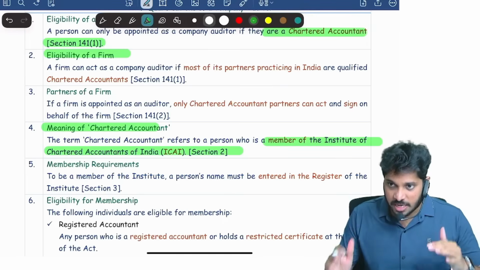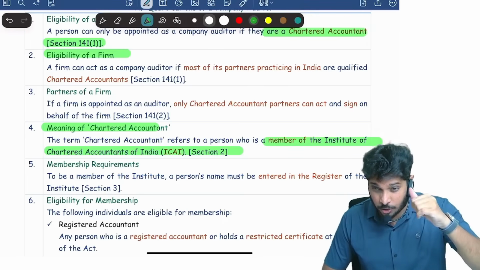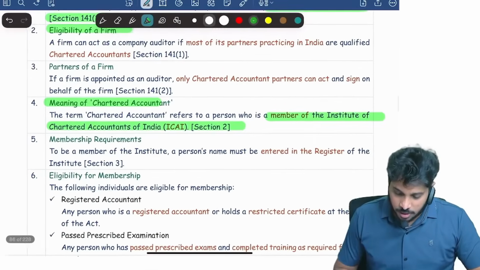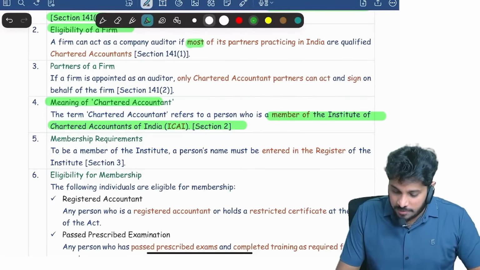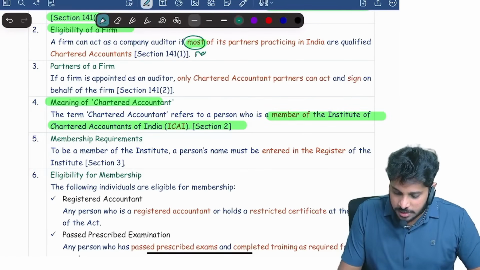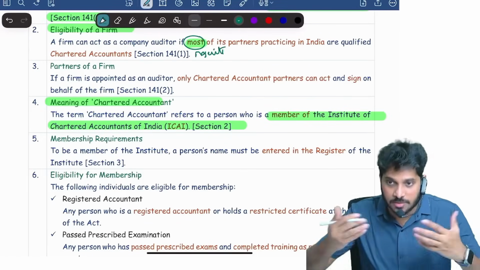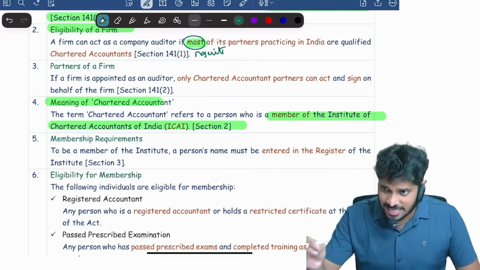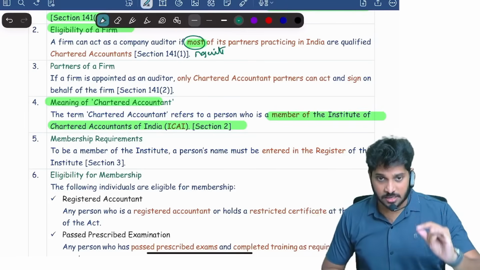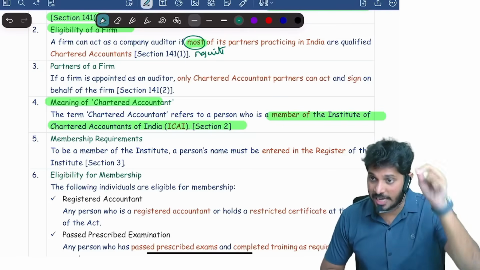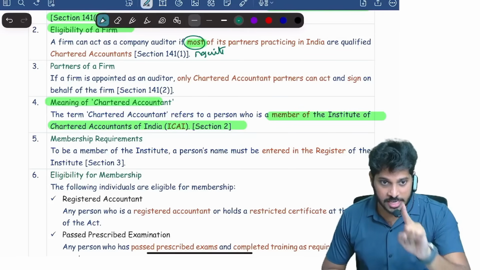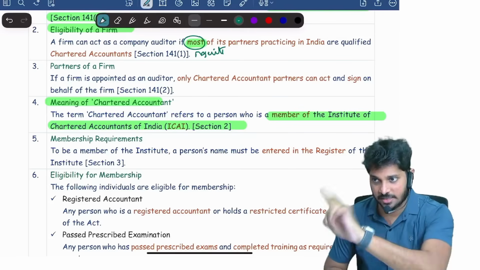Then, can a firm be appointed as an auditor? Yes, a firm can also be appointed as an auditor, which may be a sole proprietary firm, a partnership firm, or an LLP. Further, only when the majority of the partners are CAs with COP. Further, if a firm is appointed, who should sign the audit report on behalf of the firm? Only the partner who is a CA and having COP can sign the audit report.